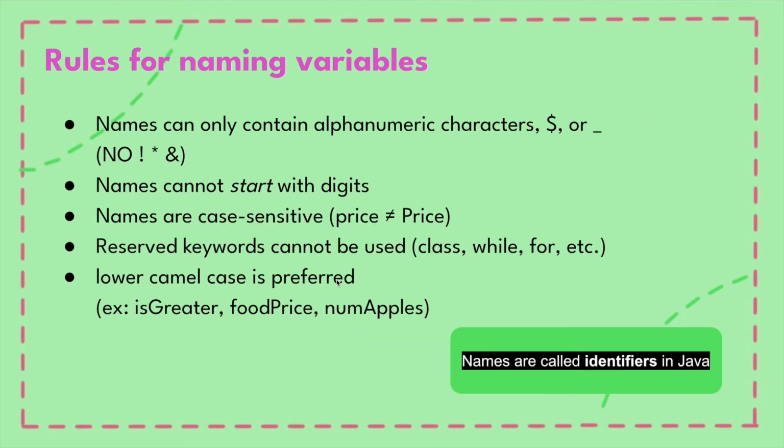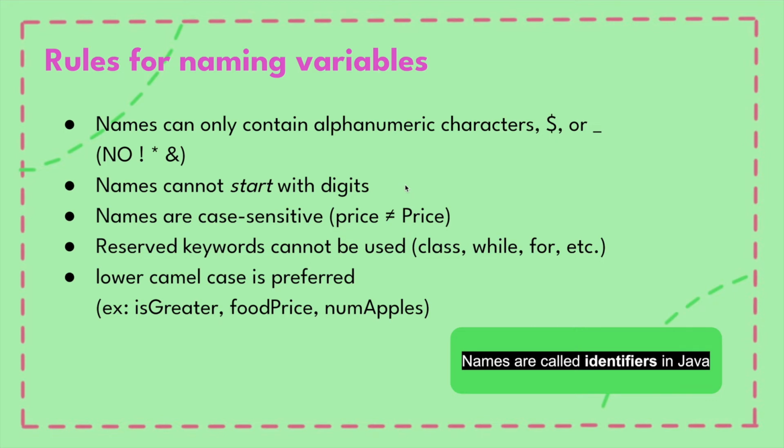Java has rules for naming variables. First, names can only contain alphanumeric characters, which are letters and numbers. And also, the $ sign and underscore are good too. Names cannot include other special characters like exclamation points. That being said, names cannot start with digits.